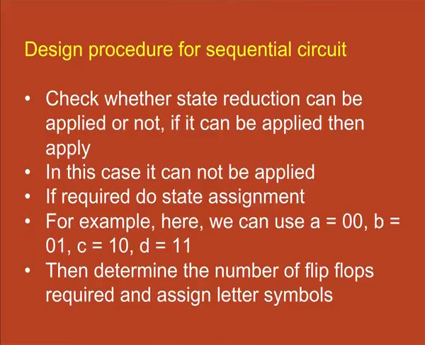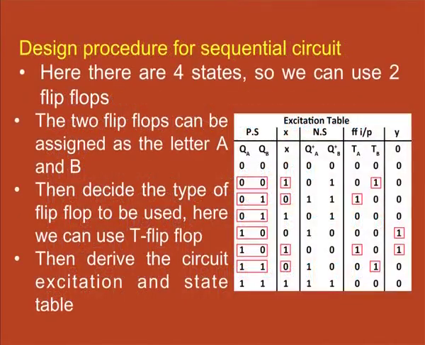Once that is assigned, we have to determine the number of flip flops required, and we have to assign those flip flops with symbols. Here, as we said that there are 4 states, we can use 2 flip flops, and the 2 flip flops can be assigned as the letters A and B. Then, once the number of flip flops is known, we have to decide which type of flip flop we need to use. For this example, we are going to use T type flip flop.